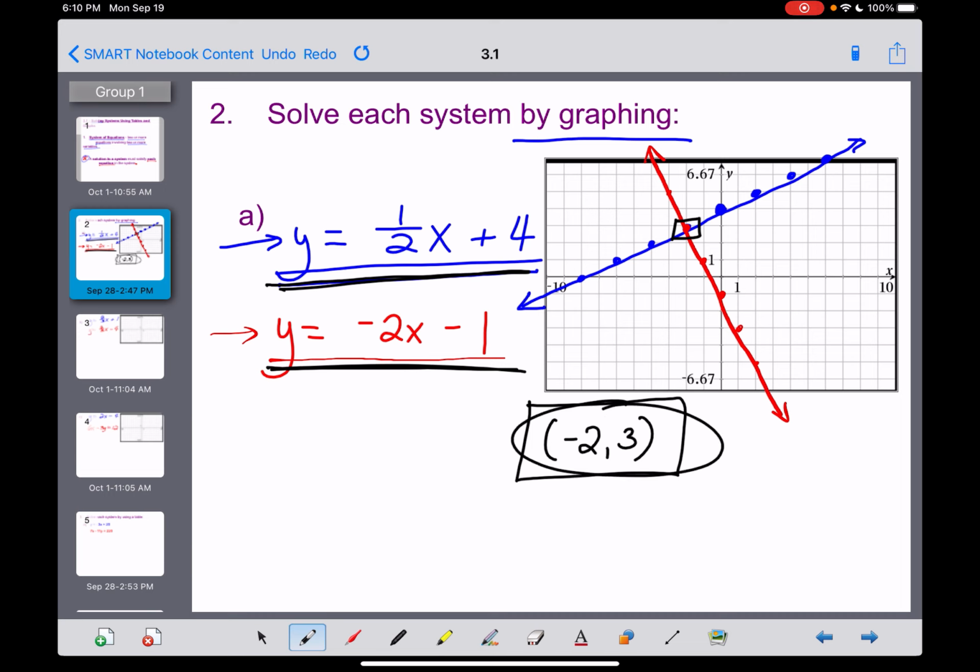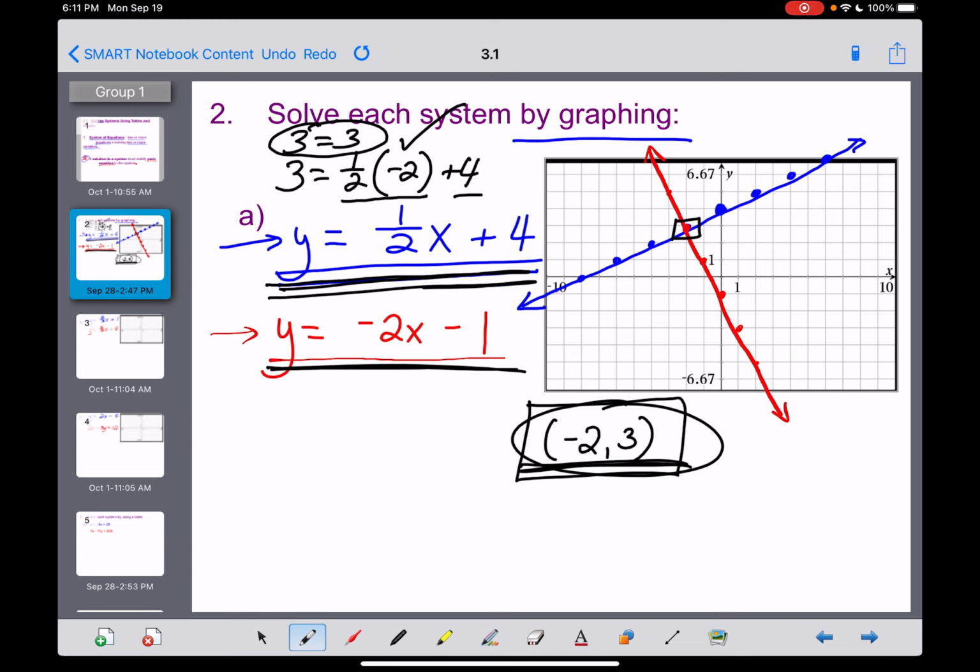Now, let's double check it. Let's make sure that the ordered pair (-2, 3) works in each equation. So in the blue equation up on top, my y value is 3. And that equals 1/2 times an x value now of negative 2 plus 4. Well, 1/2 of negative 2 is negative 1, and when we add negative 1 plus 4, we get 3 on the right-hand side. And 3 equals 3 obviously is a true statement. So this ordered pair, (-2, 3), satisfies the first equation.